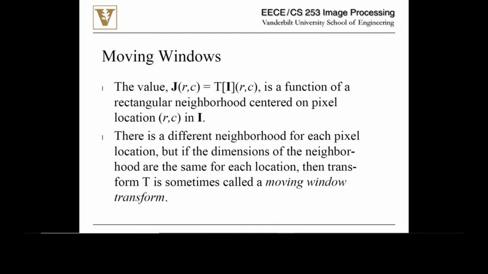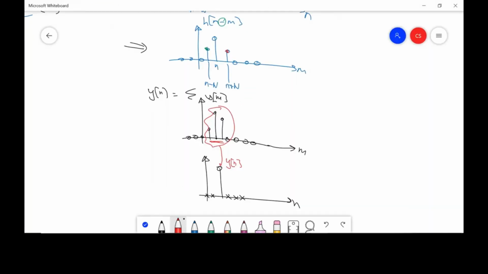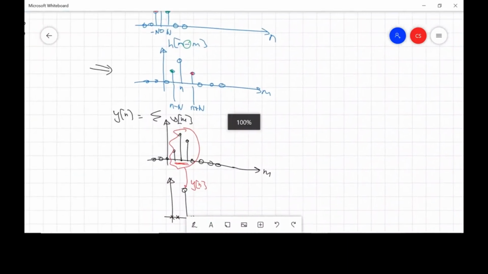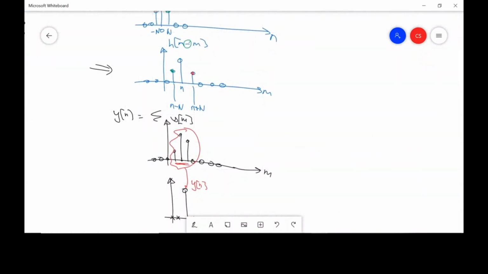Okay, that is what is explained here, and why it is also called a moving window transformation. So now we know, because if I want to compute y of 3 instead of y of 2, this point will shift to the right, and then the whole window will move to the right.